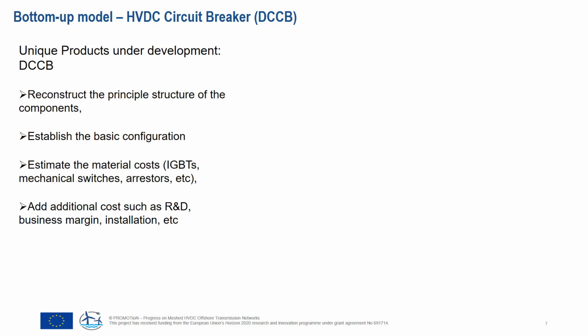The Bottom-Up Model is the model we use to estimate the cost of an emerging technology which is so unique that you do not find a similar existing product to base it on. For instance, the HVDC circuit breakers.